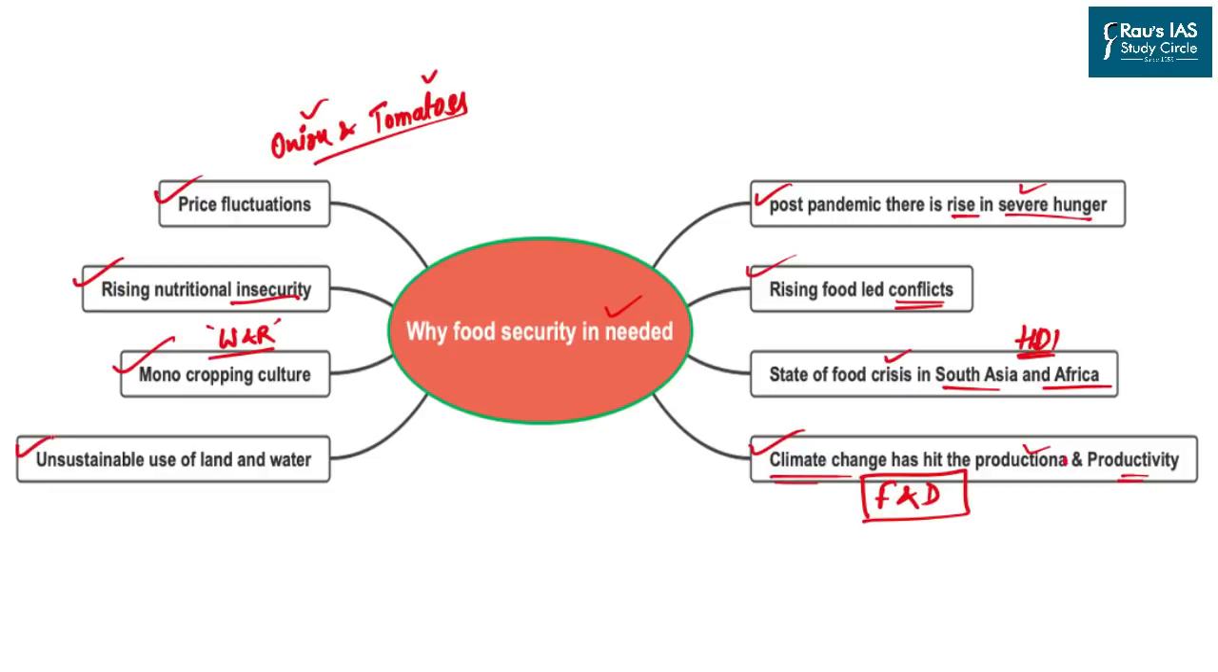And the last one is the unsustainable use of land and water, which includes your pollution of water and urbanization of land. This also includes deforestation in order to bring more land under cultivation. That has itself caused the issue of climate change.